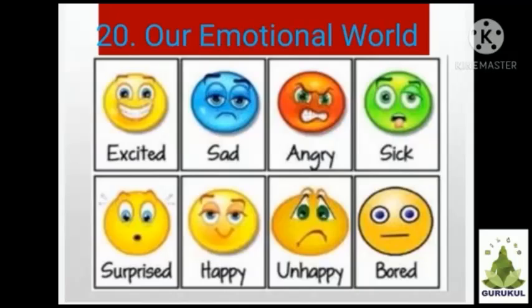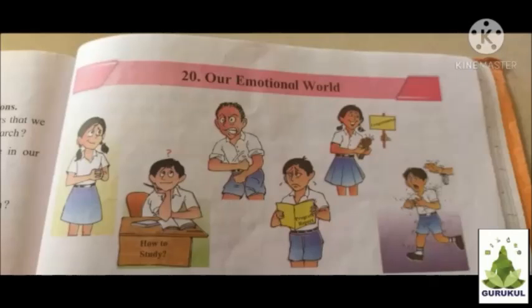Am I right? Sometimes we are happy, sometimes we are sad, sometimes we are excited, while sometimes we are unhappy, sometimes we are getting bored, sometimes we are sick, sometimes we are surprised, sometimes we are angry. Here you can see the different types of emojis with different emotions. In the textbook also you can see different emotions: someone is crying, someone is angry, someone is happy, someone is sad, like that.